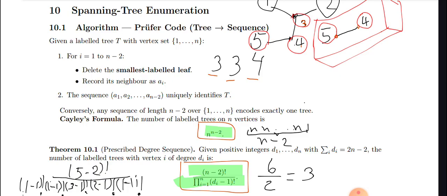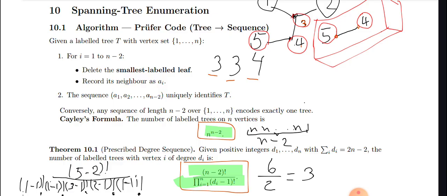1, identify the smallest labeled leaf currently in the tree. Smallest number on a node with degree 1. Right. 2, record its neighbor. The label of that neighbor becomes the next number in your Prüfer sequence. And 3, delete the leaf and its edge. And you just keep doing that until only 2 vertices are left. This gives you a sequence of numbers of length exactly n-2.